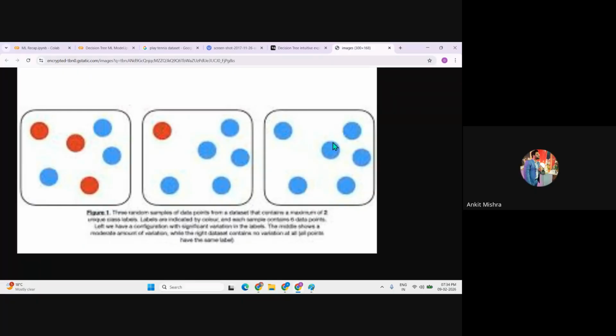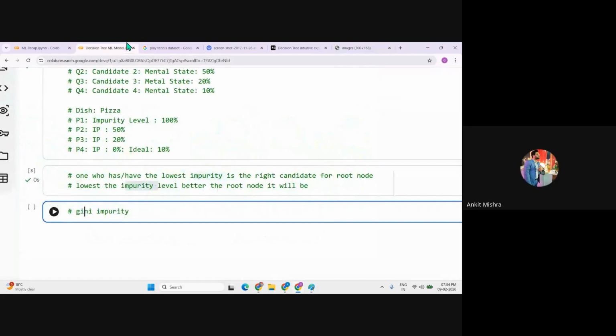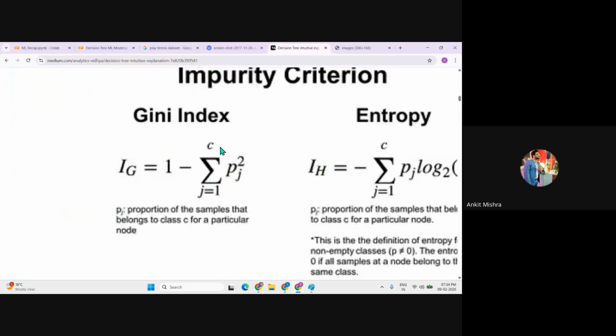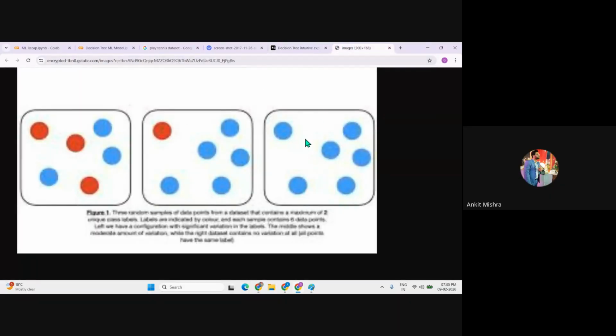Here you can see that the randomness is 0. Whatever ball we pick, it's completely the blue one, and the probability becomes 1. If you put the value of probability here, P is the probability and J is an individual class. So it becomes 1, and 1 minus 1 is 0. So if we are getting the probability as 100%, the Gini impurity is 0. It means the system has the lowest impurity. Guys, are you getting my point, right?